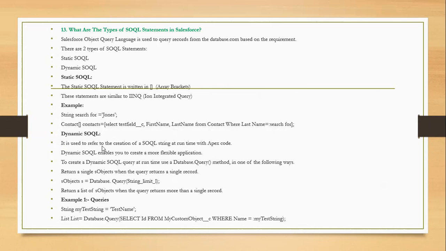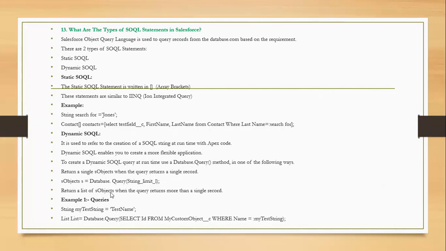Dynamic SQL refers to the creation of a SQL string at runtime with Apex code. Dynamic SQL enables you to create more flexible applications by creating the dynamic SQL query at runtime. Use the database query method in one of the following ways. Return a single object when the query returns a single record: object = Database.query(string) with limit 1.